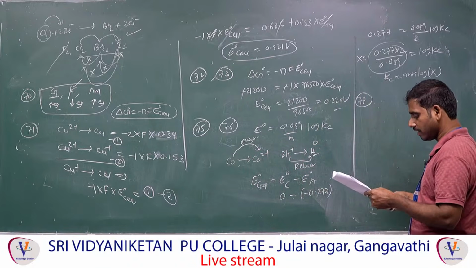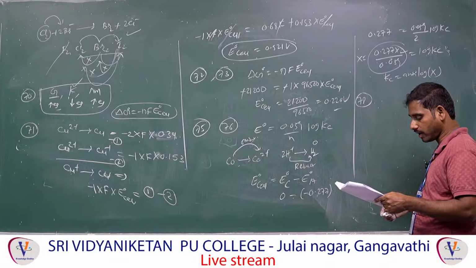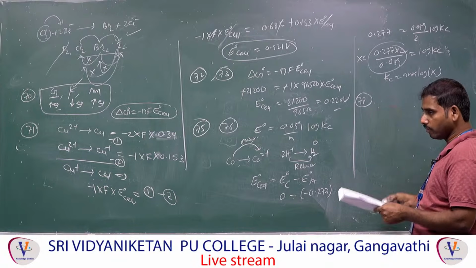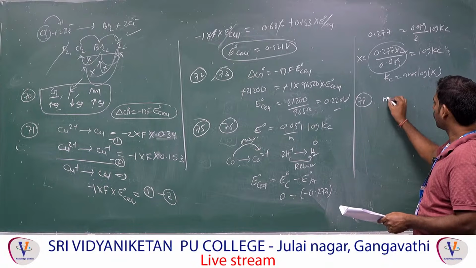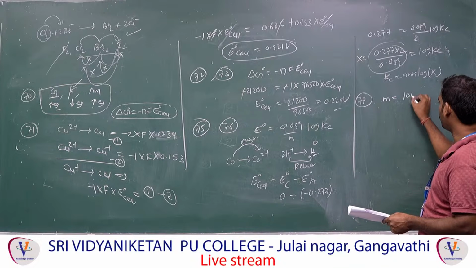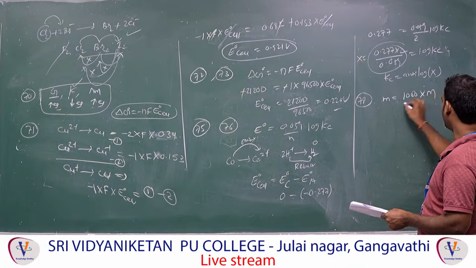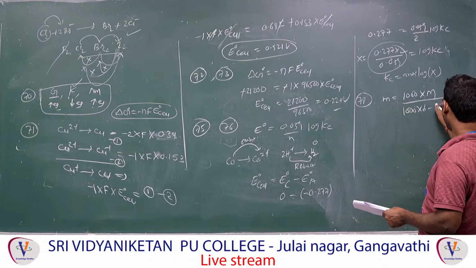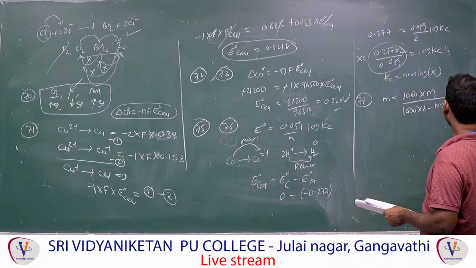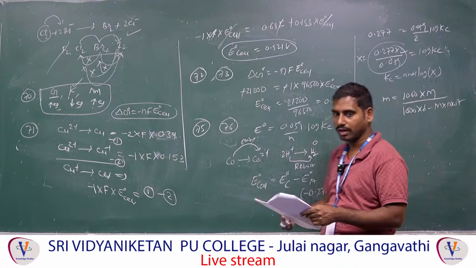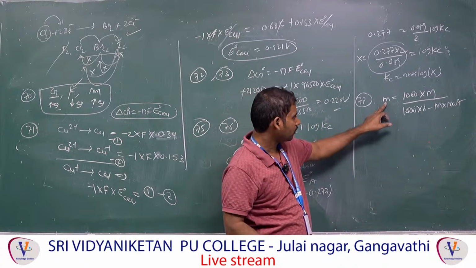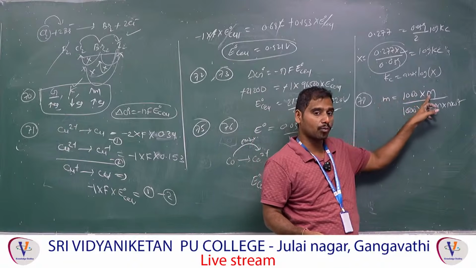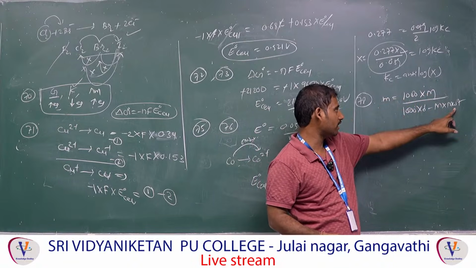An aqueous solution of KCl, density they are given, molality they are given, they are asking molarity. Relation between molality and molarity. This is the formula I am giving now: molarity = 1000 into m by 1000 into d minus m into molecular weight. This is the relation. Small m is called molality, capital M is called molarity. This is called molecular weight.